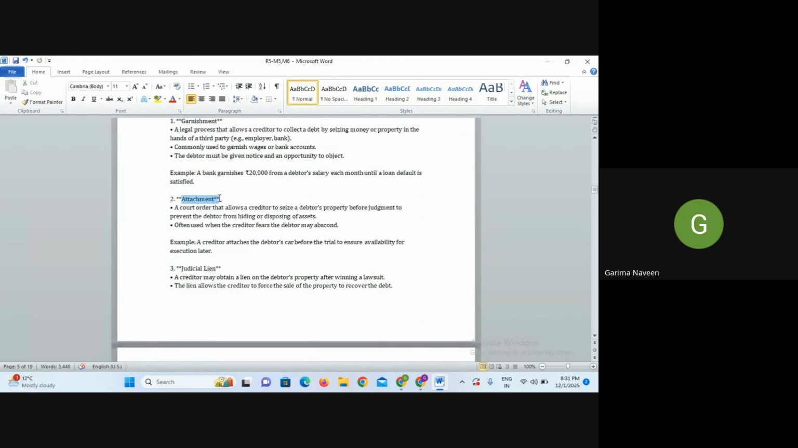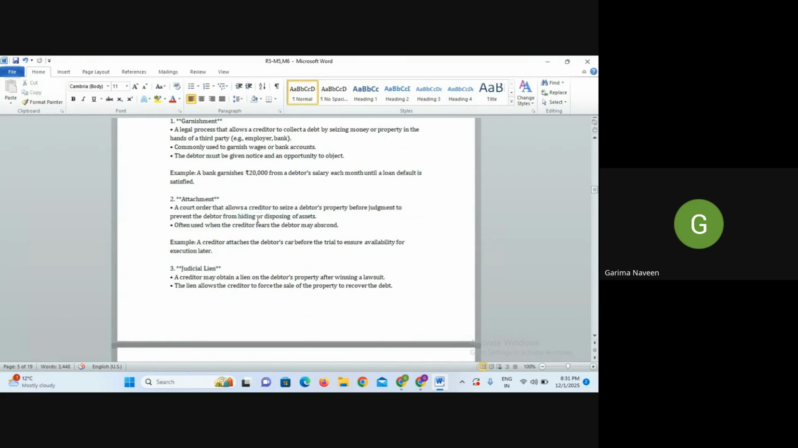So next is attachment. Attachment is basically a prejudgment remedy in which a creditor is allowed to take possession of personal property of the debtor prior to getting a judgment for the past due debt. So it is a court order that basically allows the creditor to seize the debtor's property before judgment to prevent the debtor from hiding or disposing of the asset.